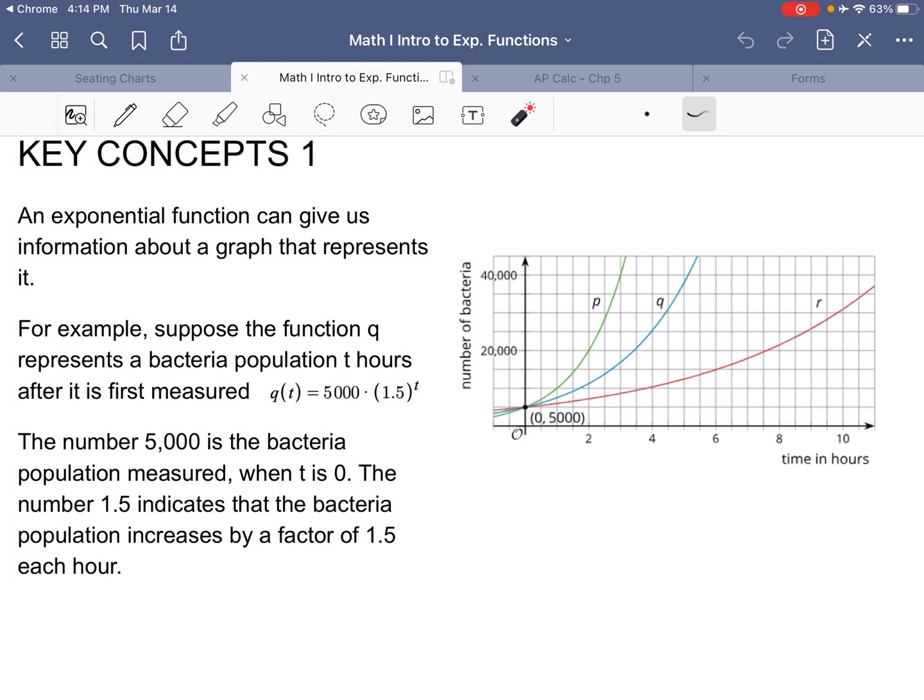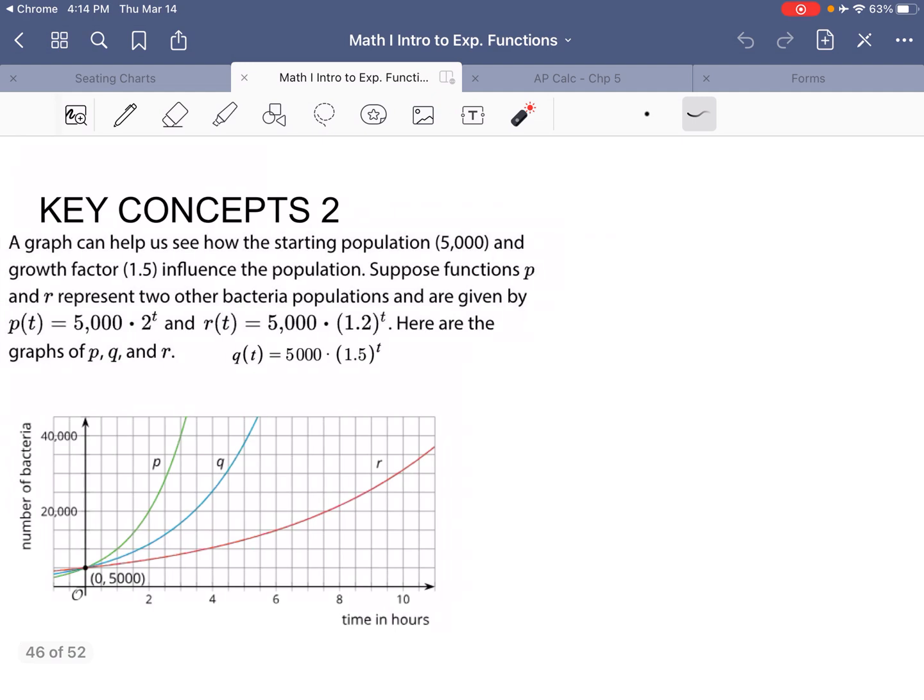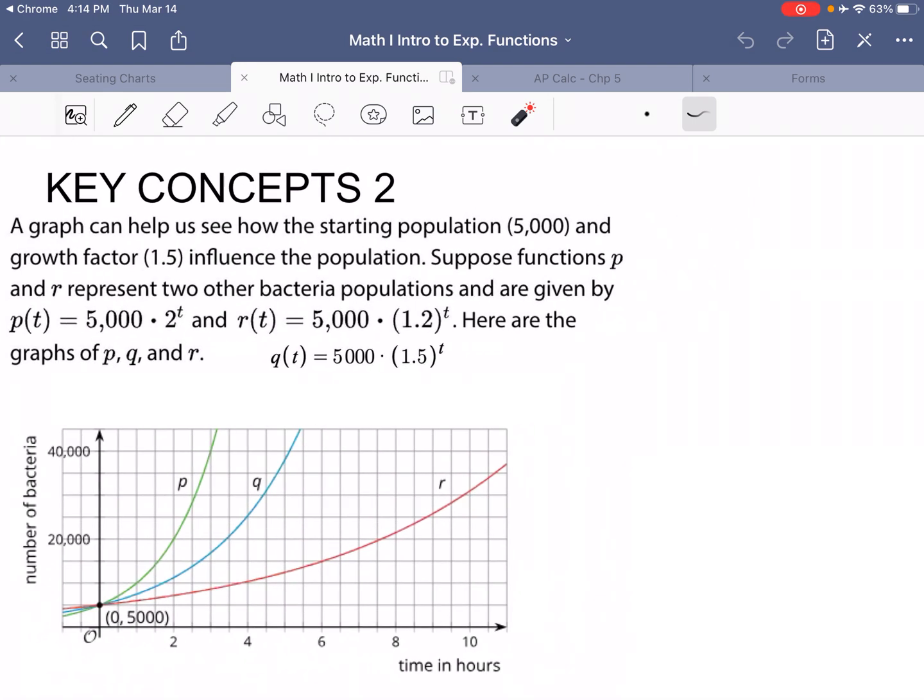The number 5,000 is the bacteria population measured initially at time 0. The number 1.5 indicates that the bacteria population increases by a factor of 1.5, and we can see Q graphed over here. Now, a graph can help us see how the starting population and growth factor influence the population.